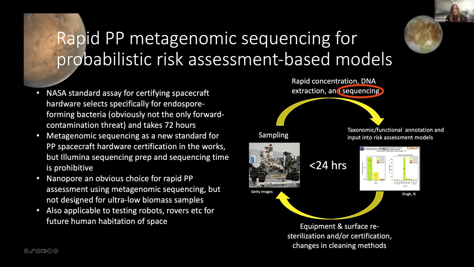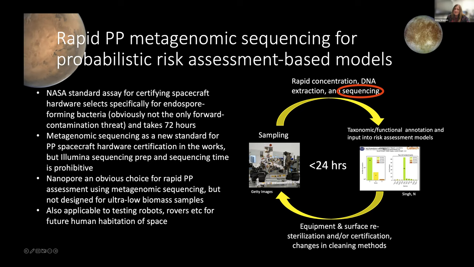However, the gold standard Illumina library prep time and sequencing time is pretty prohibitive for rapid prep. And so nanopore sequencing is the obvious choice here. It's light, it's portable, it's easy, but it's not designed for ultra low biomass samples. So we're going to need to do a lot of QC to make sure we're getting good quality data.